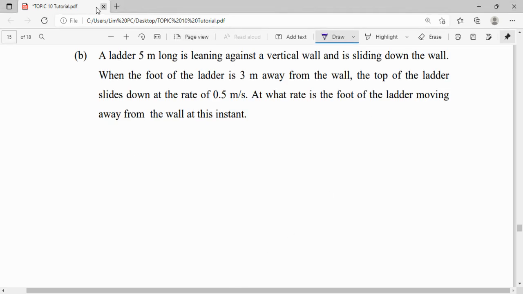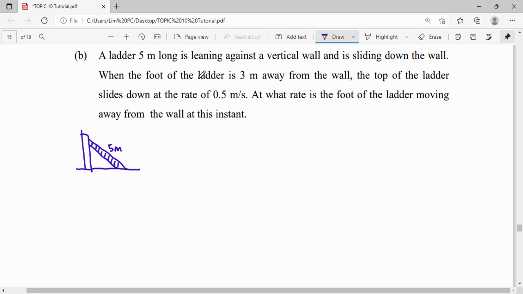Then we continue for question B. A ladder of 5 meters long is leaning against a vertical wall. So the situation now is, this is our wall, and then our ladder is going to land here. So this ladder is 5 meters long. As it's leaning against the vertical wall, it is sliding down the wall.